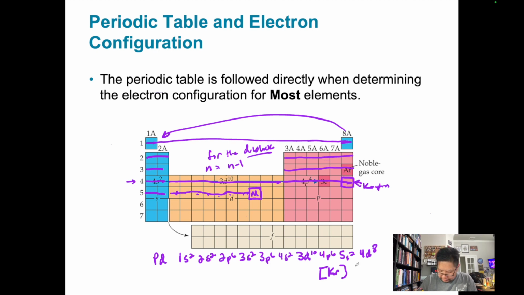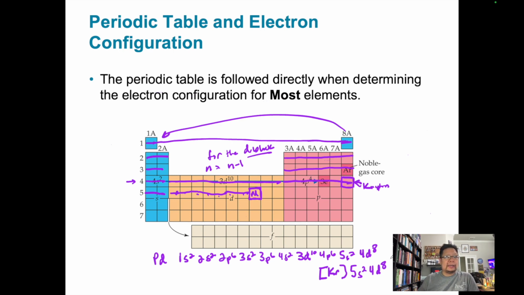So 5s2, 4d8. And so that's how you do the electron configuration for both condensed and expanded for palladium, right? But they're all the same thing, right?